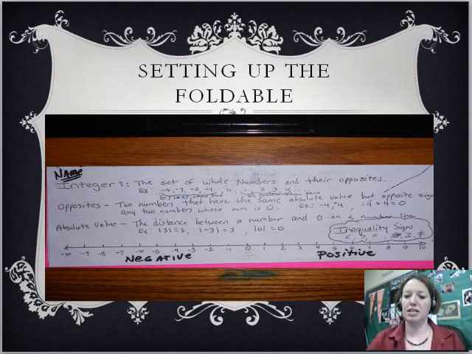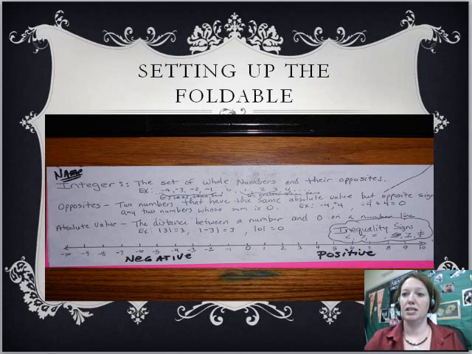Put your name along the top and a number line along the bottom that ranges from -10 to +10. Make sure you label the negative side negative and the positive side positive. Next, we are going to add 3 definitions.